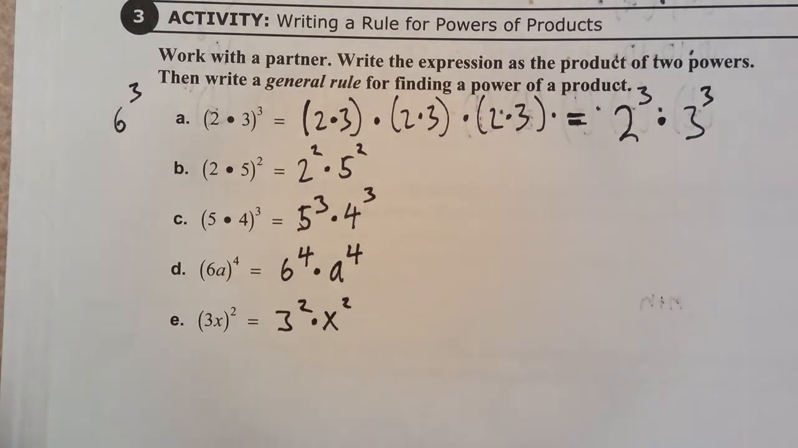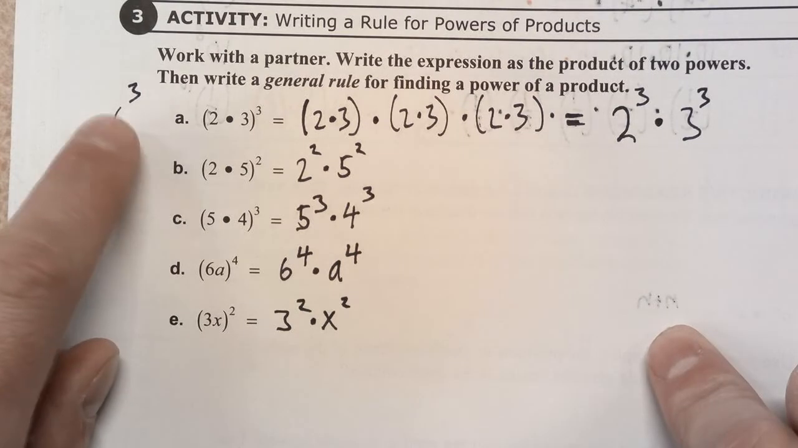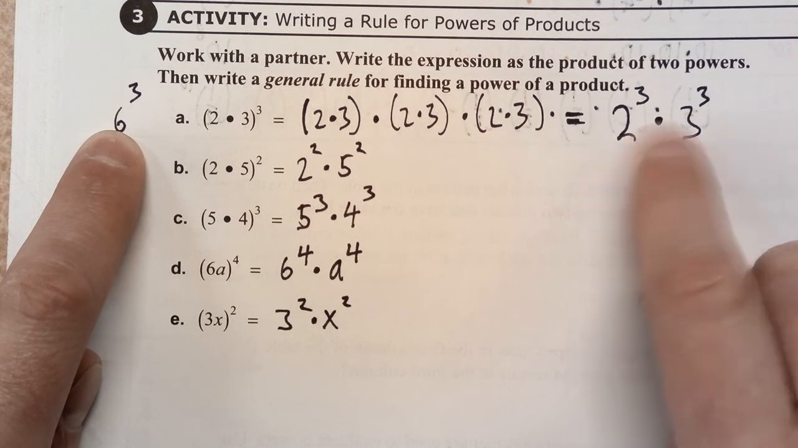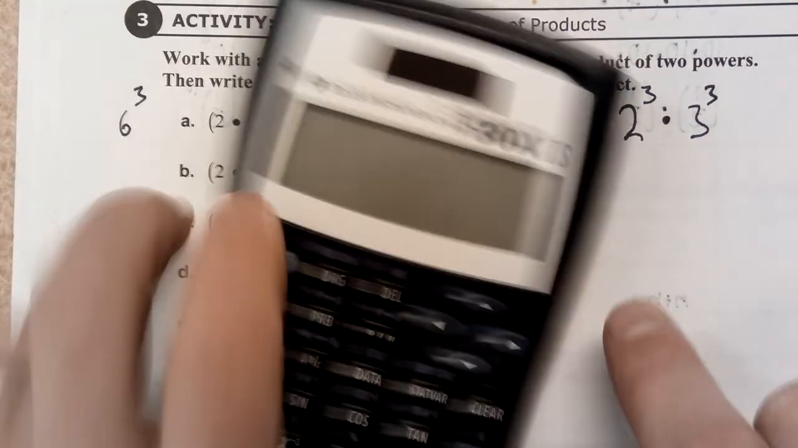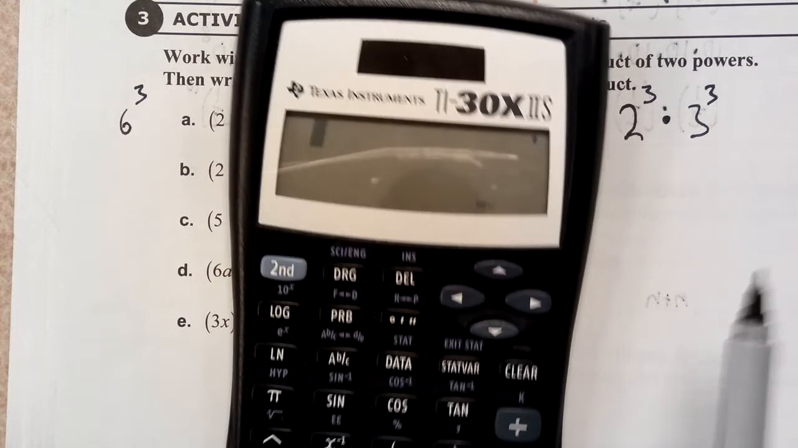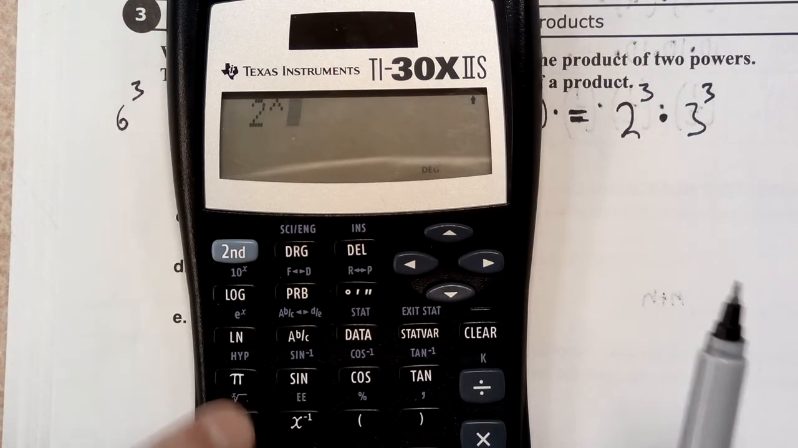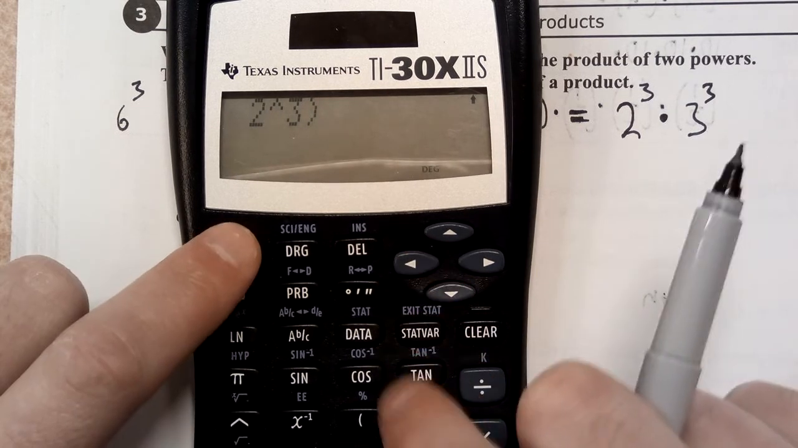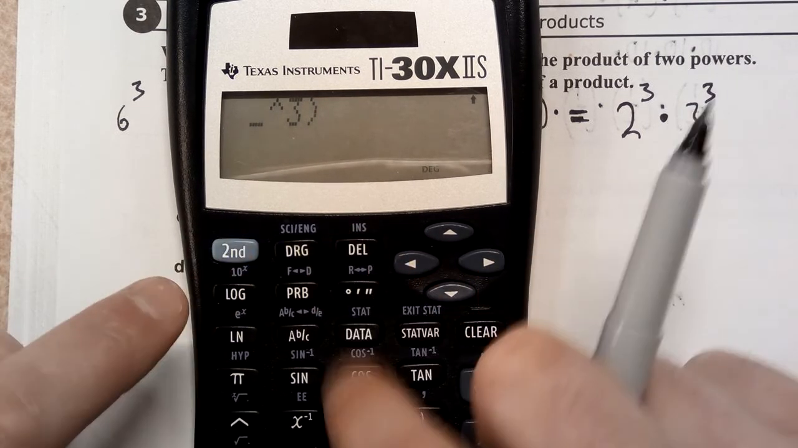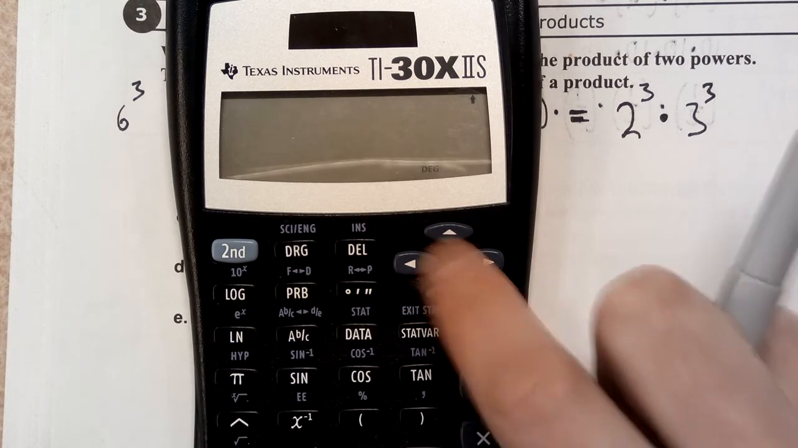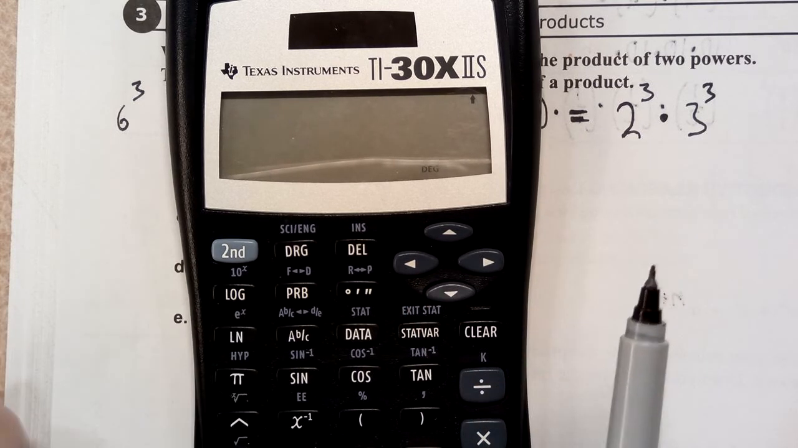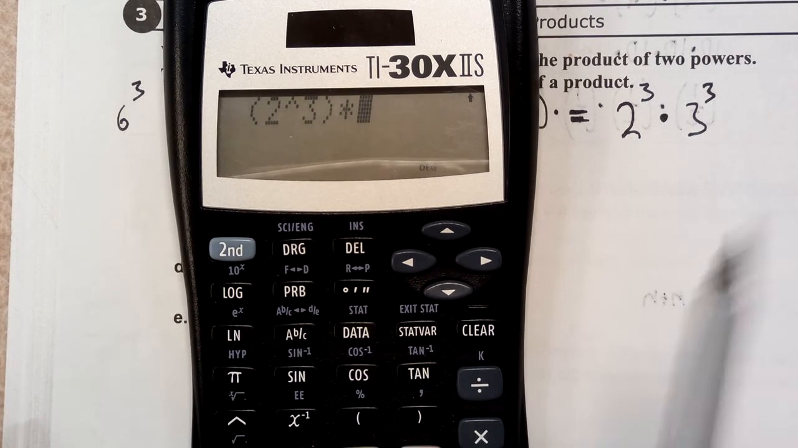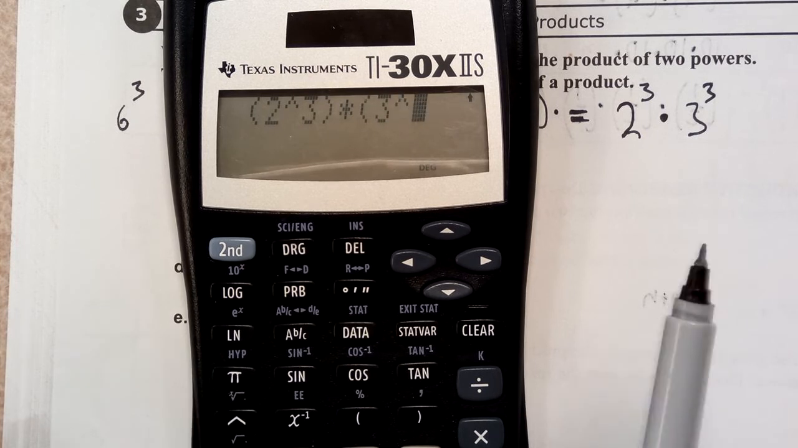That would be just fine in math. There's nothing wrong with that. In fact, if I do 6 to the third in my calculator, and I also do 2 to the third times 3 to the third, I'm going to get the same thing. I'll even show you here. So let's go 2 to the third power. I'm going to put that in parentheses just to make sure there's no mistakes: parentheses, 2 to the third, close parentheses, times parentheses, 3 to the third, close parentheses.